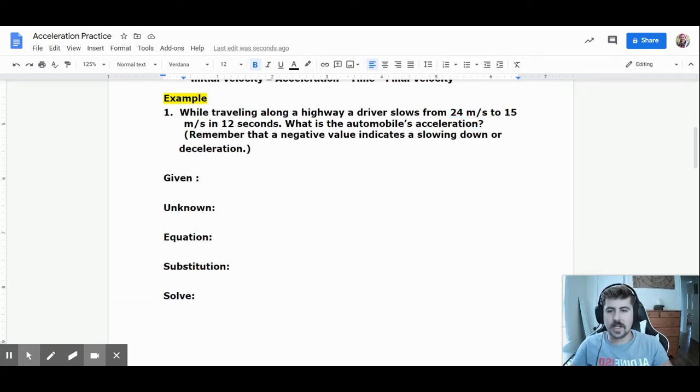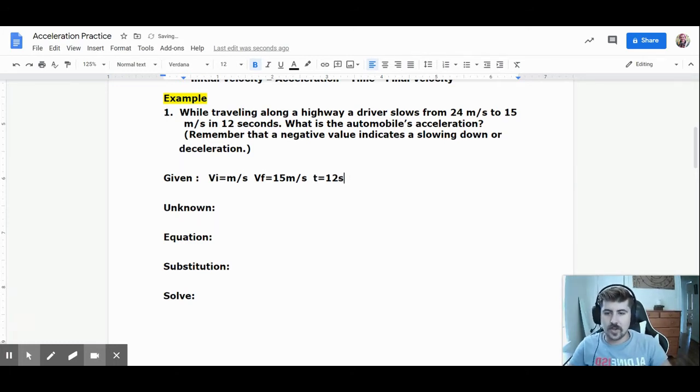24 meters per second is its initial velocity, right? Because that's the first one it gave us, it slows from 24 to 15. So we've got initial velocity is 24 meters per second. And then our final velocity was 15 meters per second. And then we're also given time, which is 12 seconds.